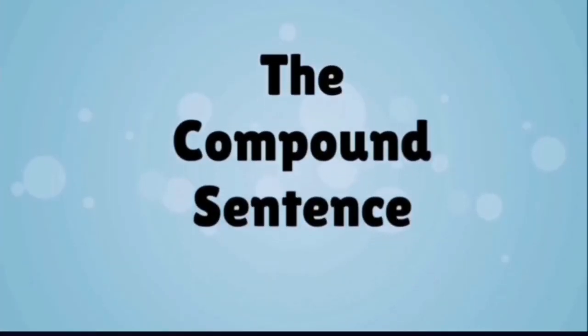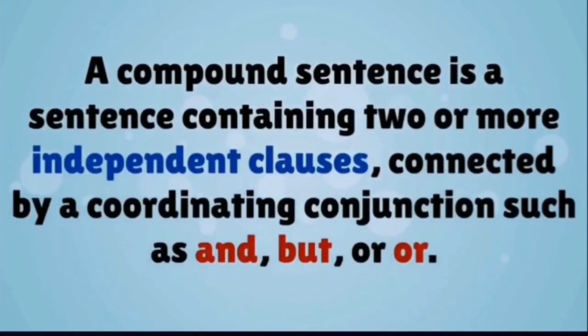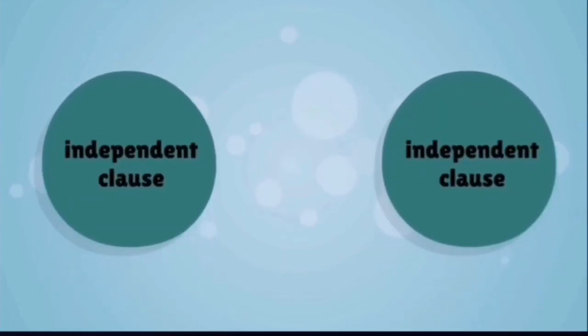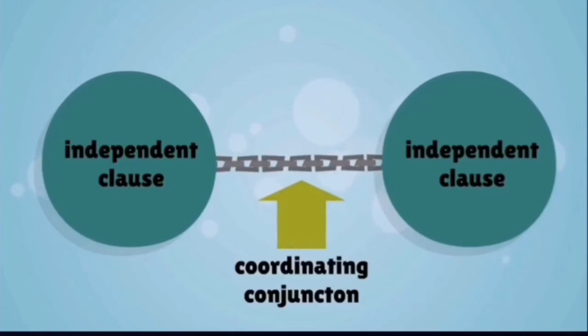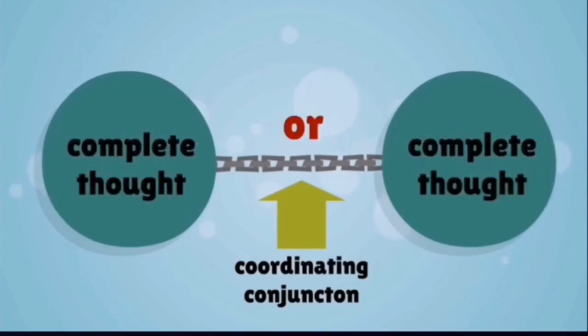The compound sentence. The compound sentence is a sentence containing two or more independent clauses, connected by a coordinating conjunction such as and, but, or. You can visualize it something like this. Here are our independent clauses, and here they are linked together by one of our coordinating conjunctions: and, but, or.